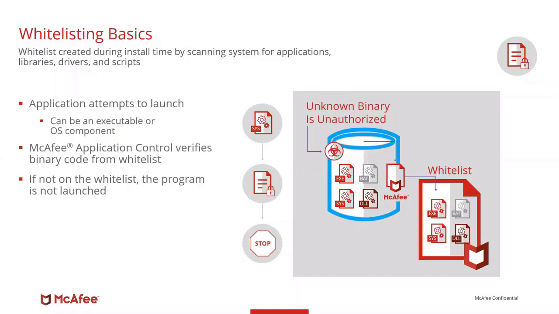So the whitelisting basics: an application attempts to launch. We're going to check your whitelist, or the inventory of your applications, so of everything that's installed on your machine at the time that you installed app control. We're going to verify by hash, by name, by file type, if it's on this list. If it's not on this list, we're automatically going to block it.